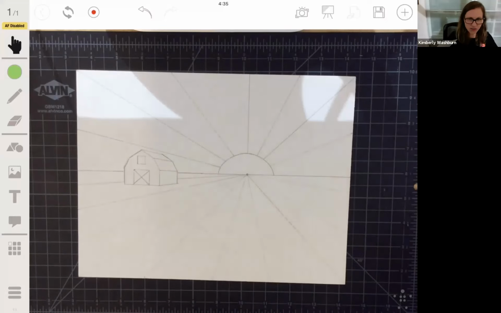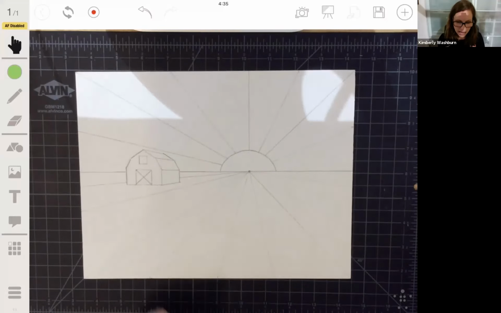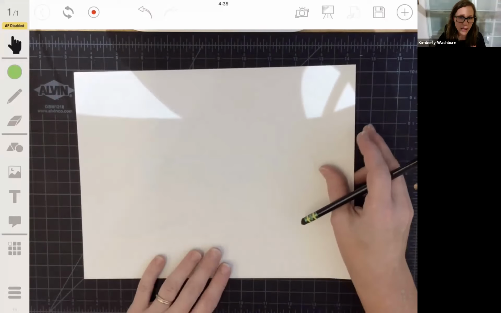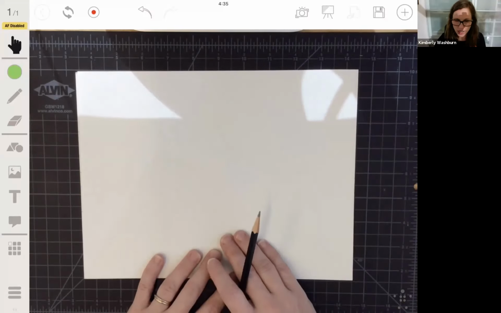All right, now I want to start on our drawing that we're going to do together. So in order to do that, you're going to need to gather a few supplies. You're going to need a white sheet of paper. So you're just going to need one white sheet of paper.